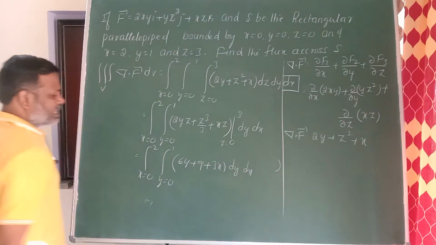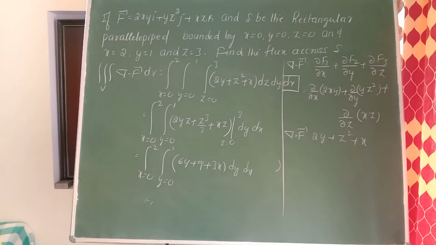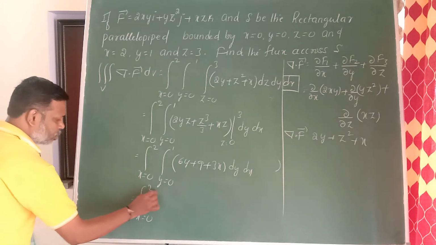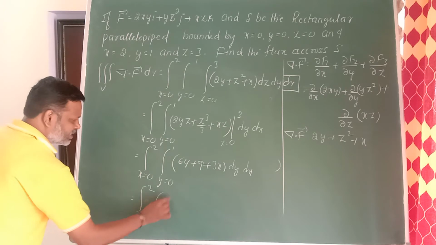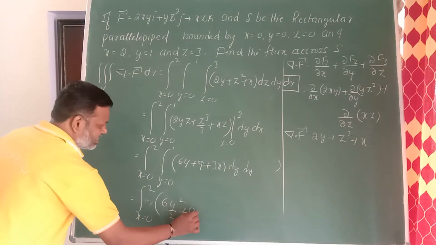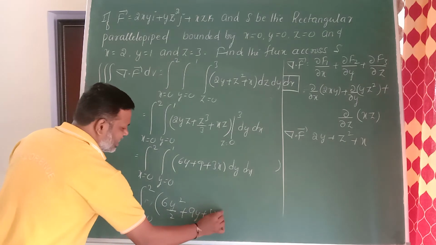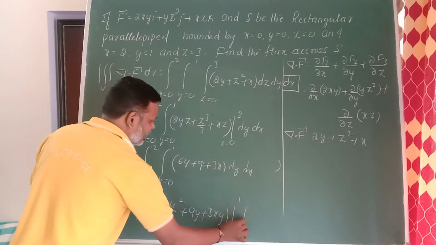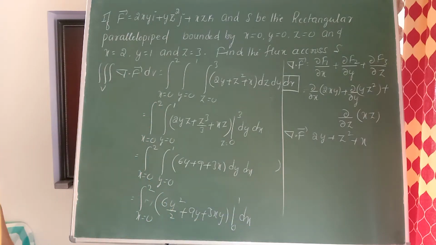Now you have to integrate with respect to y. So x is from 0 to 2. Integrating 6 into y gives 6y square by 2, plus 9y, plus 3x into y. Am I right? From 0 to 1, remaining is dx. Now substitute the values here.